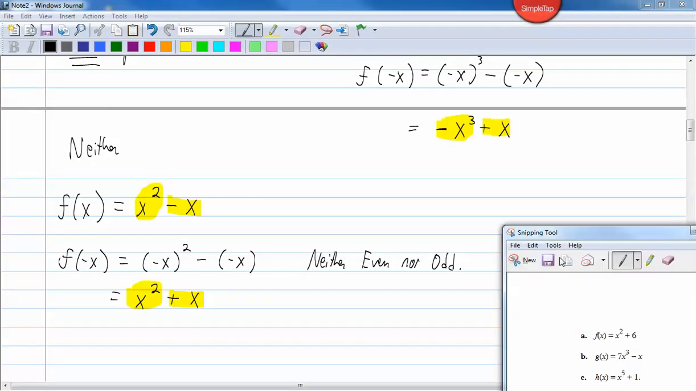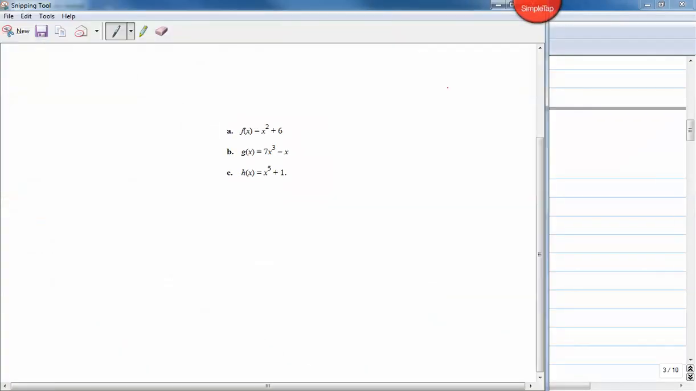Alright, I want you to do the same thing with these three functions. Tell me, is the function even, is the function odd, or is it neither?